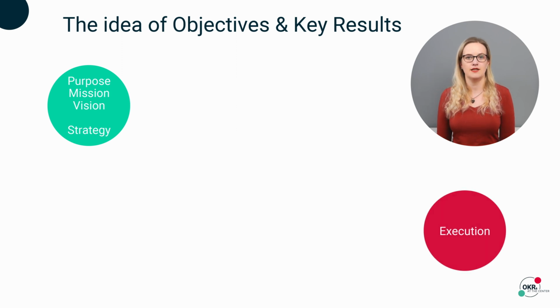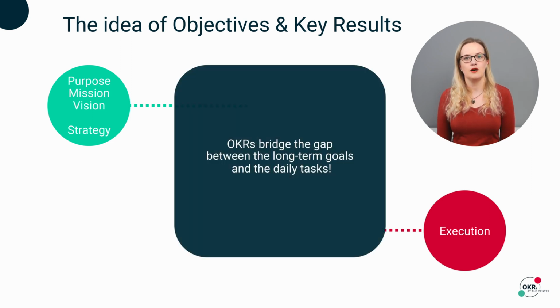And then on the other side, you have the daily execution. So the tasks, the daily decisions that every employee in this organization makes in order to get closer to these long-term goals. The challenge, though, often is that between the long-term goals and the execution exists a huge gap. And this is where OKRs come into play. OKRs bridge the gap between the long-term goals and the execution by defining the next important step towards these long-term goals. How do they do that?